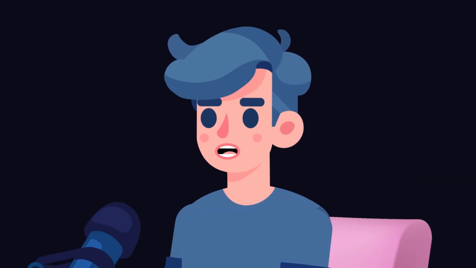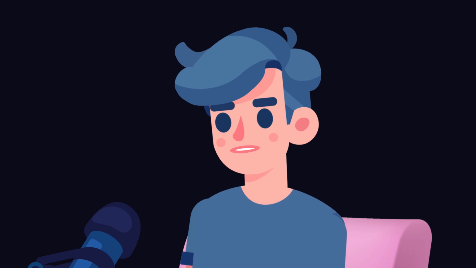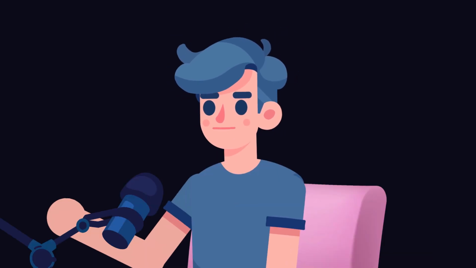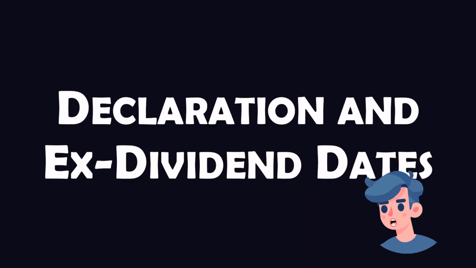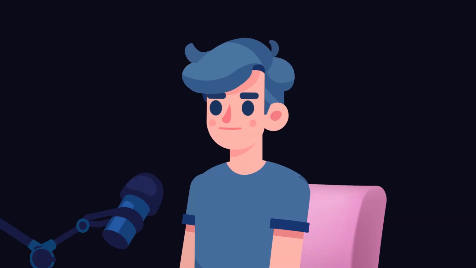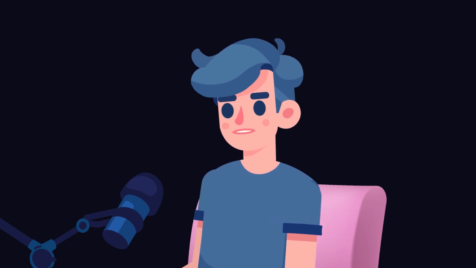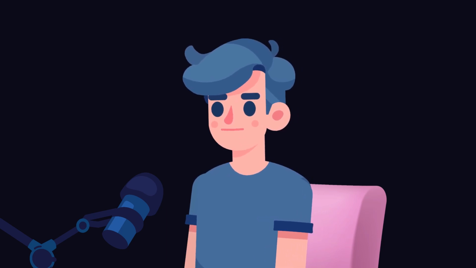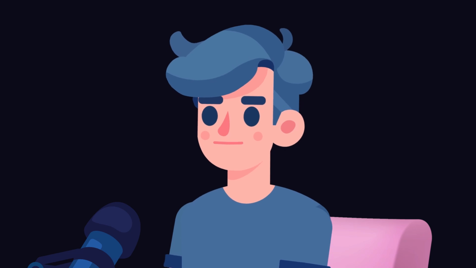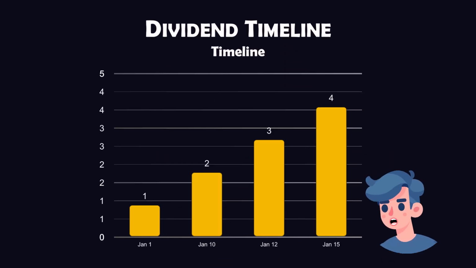Now let's discuss the timeline of dividend payments. There are 4 important dates to keep in mind: declaration date, ex-dividend date, record date, and payment date. The declaration date is when the company announces the dividend and its amount. The ex-dividend date is crucial as it determines who will receive the dividend. If you purchase the stock on or after this date, you won't receive the upcoming dividend. The record date follows, marking the day the company examines its records to determine its shareholders. Finally, the payment date is when the dividend will actually be paid out to eligible shareholders.